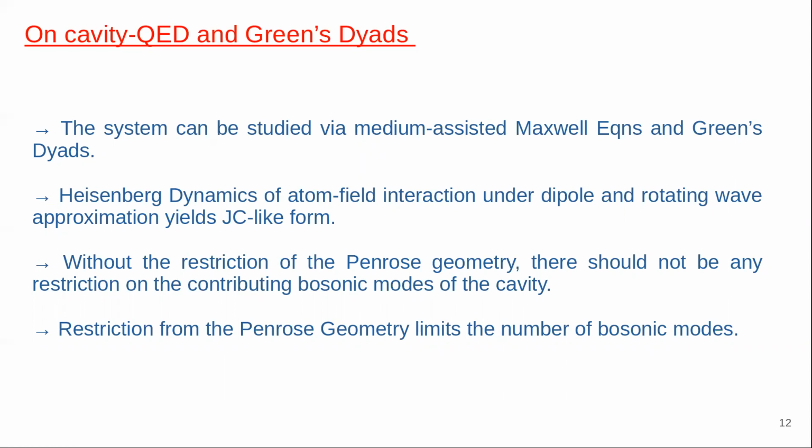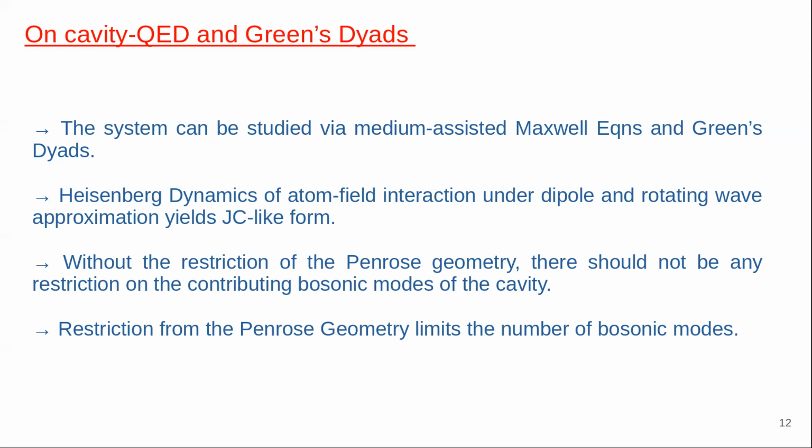But if we do not consider the Penrose geometry, then we can have all the bosonic modes coming from the cavity modes. But when we put the restriction of the Penrose geometry, we'll be limited with the modes. Actually, this geometry will give 5 of the bosonic modes. Now, for this work, we concentrate on 3 of those. So I will show you in a moment the Hamiltonian we used. And the other 2 modes are not expected to change the general results we have.